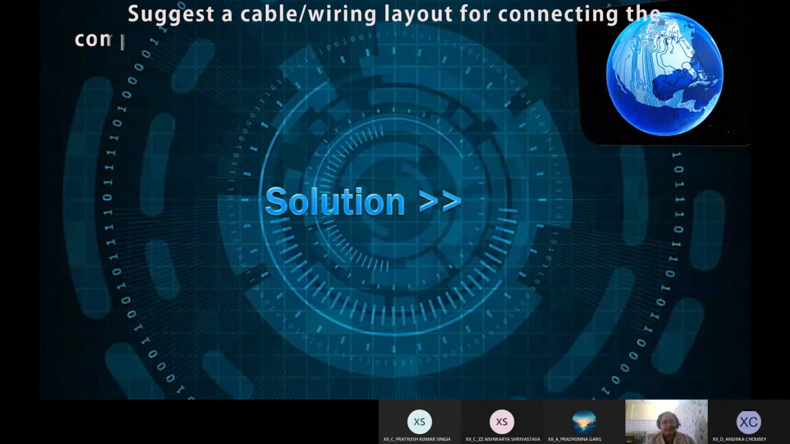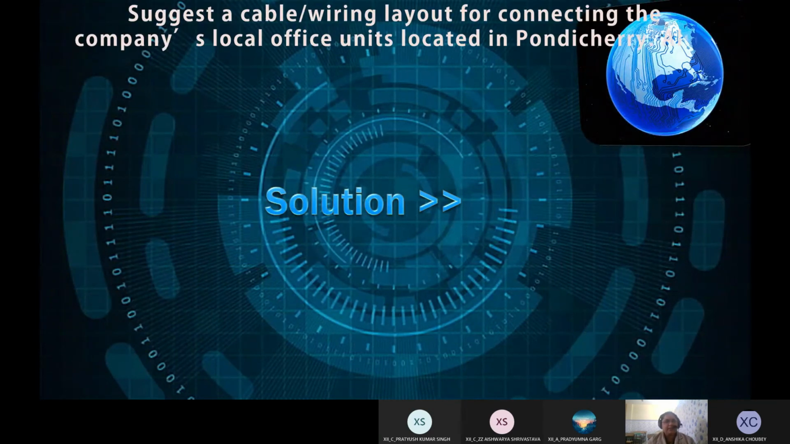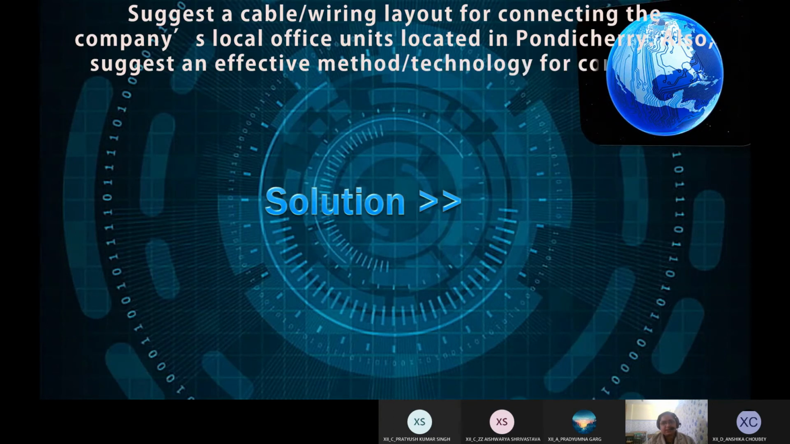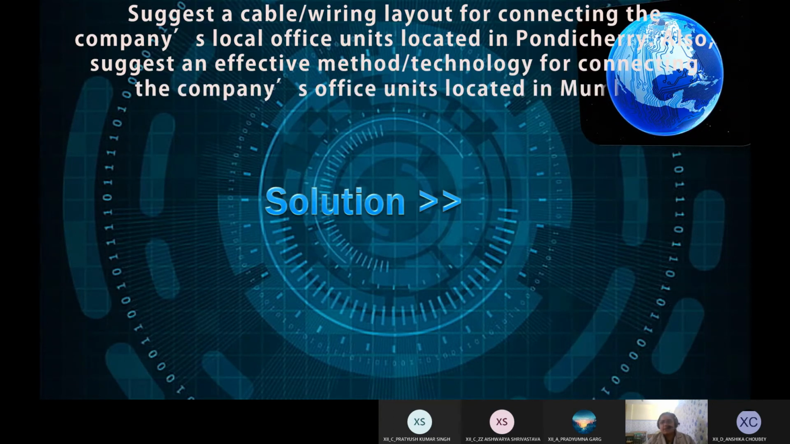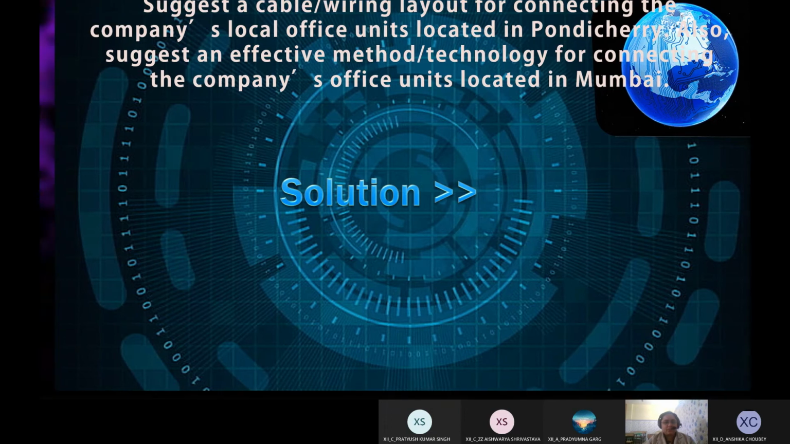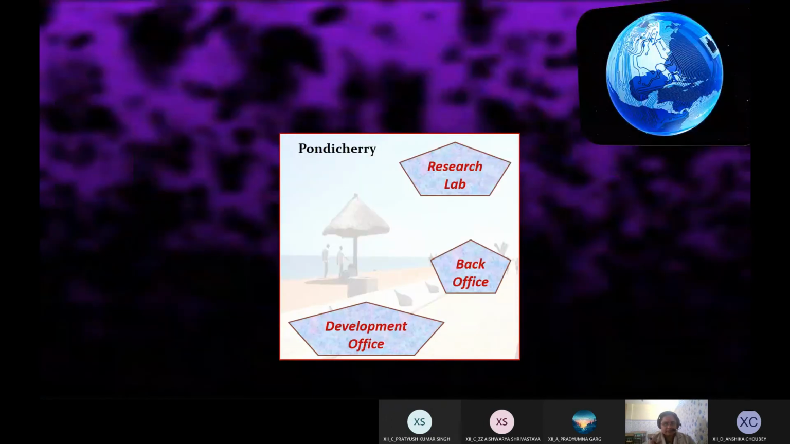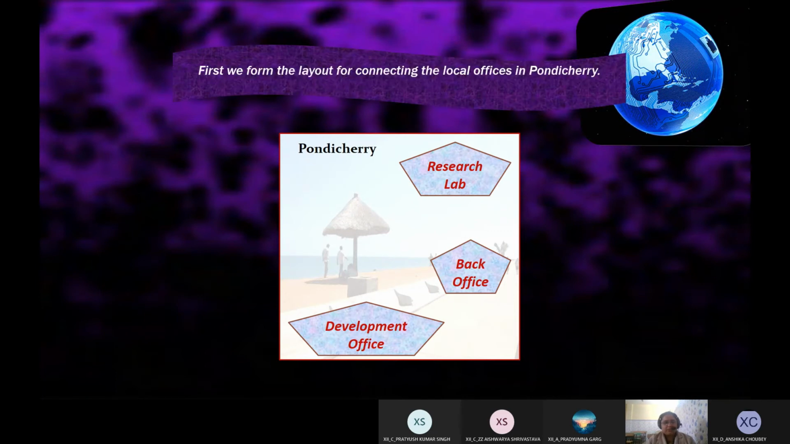Suggest a cable wiring layout for connecting the company's local office units located in Pondicherry. Also suggest an effective method or technology for connecting the company's office units located in Mumbai. So firstly, we will concentrate on the first half of the question, that is to connect all these three office buildings together. So first we form the layout for connecting the local offices in Pondicherry.